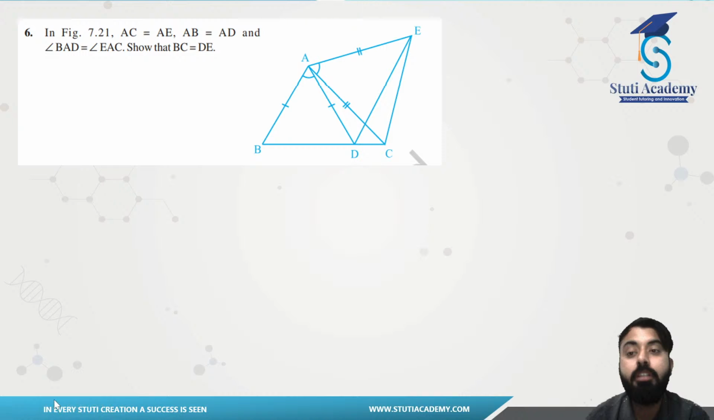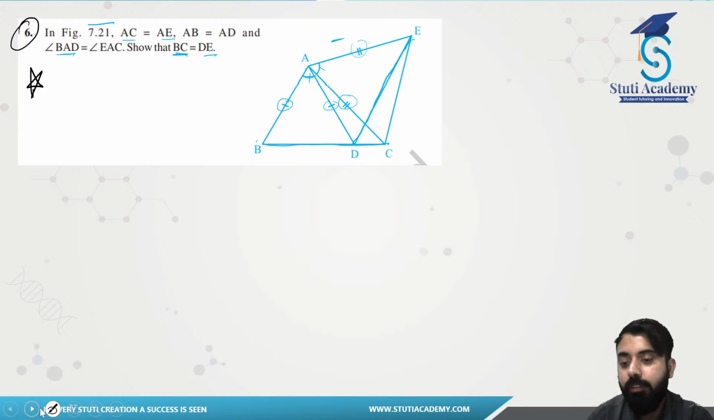Now let's see what we have in the sixth question. Remember, this is a very important question. In figure 7.21, this is the figure right here. You have been given that AC, which is this side, is equal to AE, the double dashed one. And AB is equal to AD, the single dashed one. And angle BAD, which is this one, is equal to angle EAC, which is this one. These two angles are also equal. I have to show that this complete BC is equal to this complete DE.